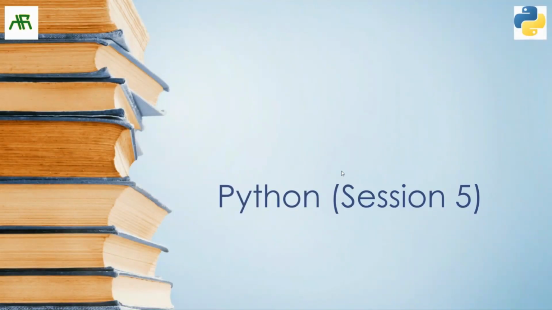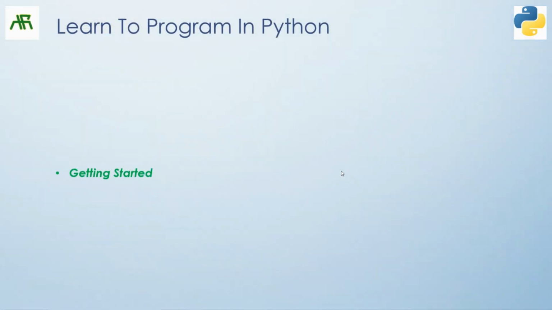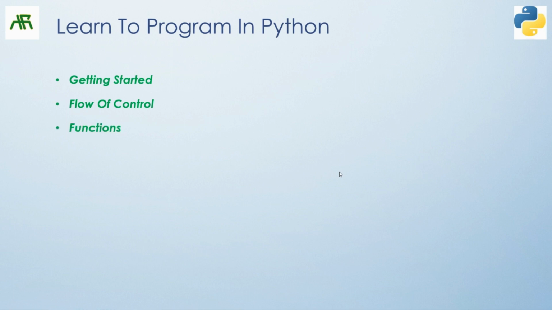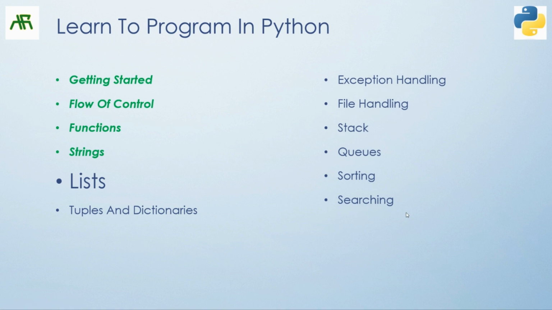Welcome back to the video series Programming in Python, and this is session 5. In the past 4 sessions, we saw about introduction to Python, flow of control, functions, and strings. In this session, we'll talk about lists, how to use lists, what are the different properties, and how to manipulate elements of the list. And the rest of the topics we will see in upcoming videos.